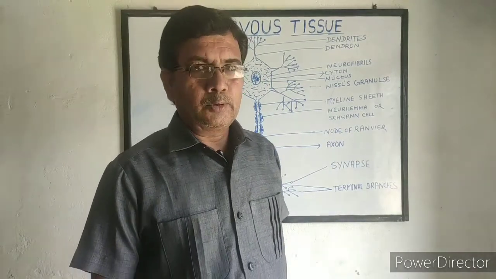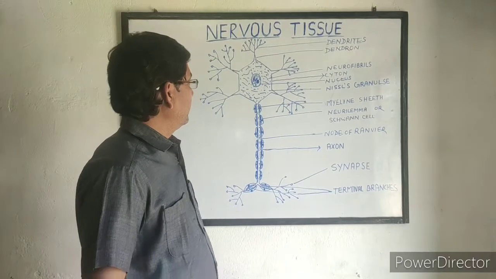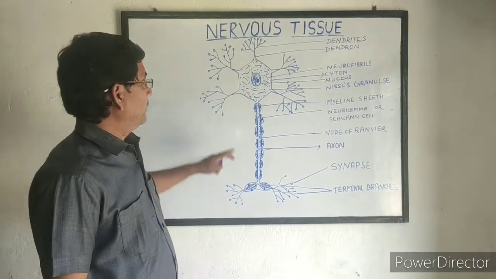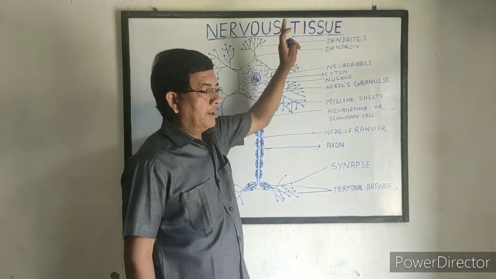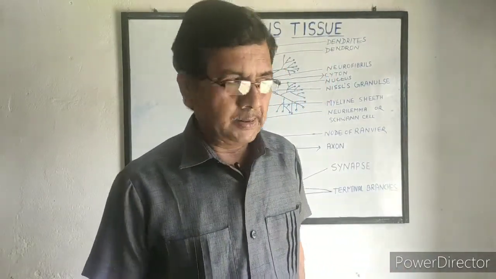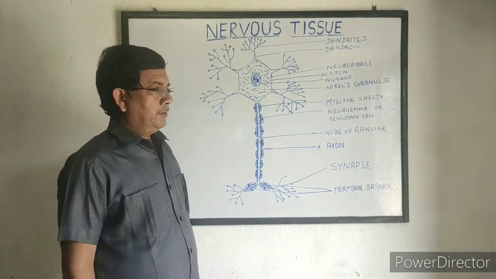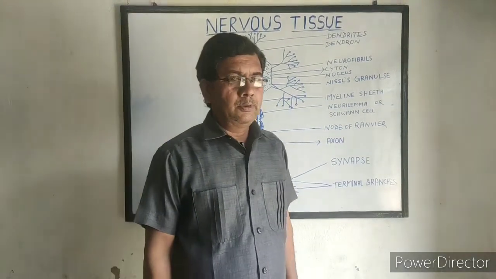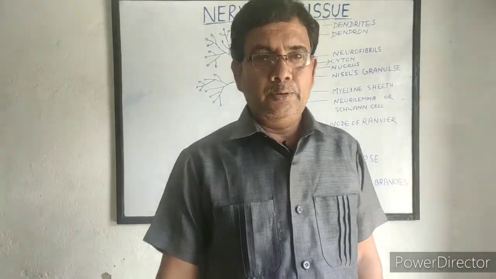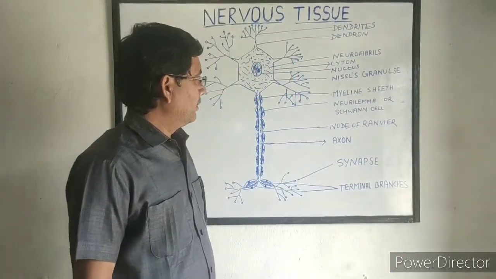So those tissues which help in conduction of nerve impulses are called nervous tissue. So we define nervous tissue: the tissue which helps in conduction of nerve impulses is called nervous tissue. The unit of nervous tissue is the neuron or nerve cell.